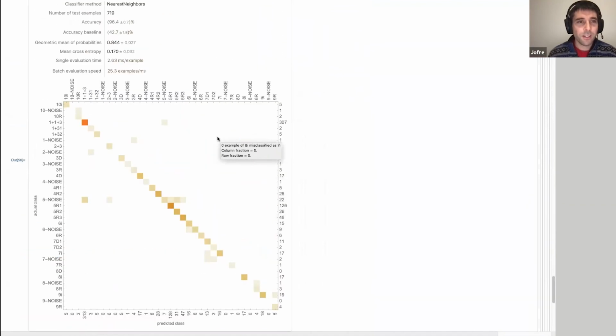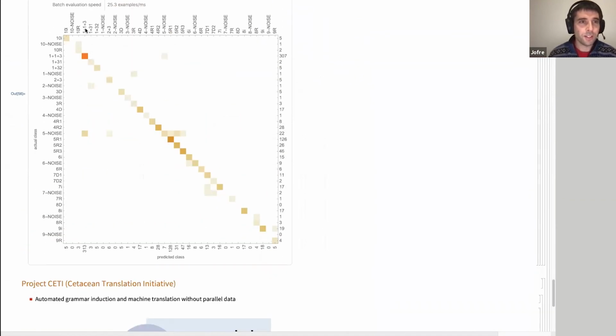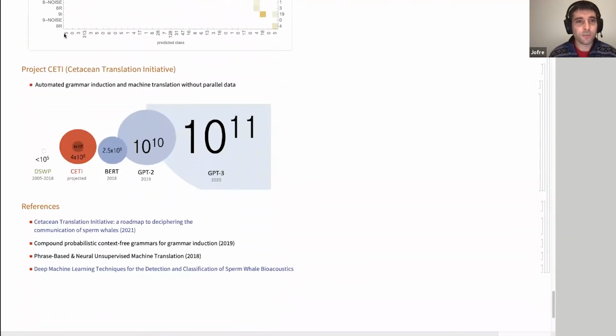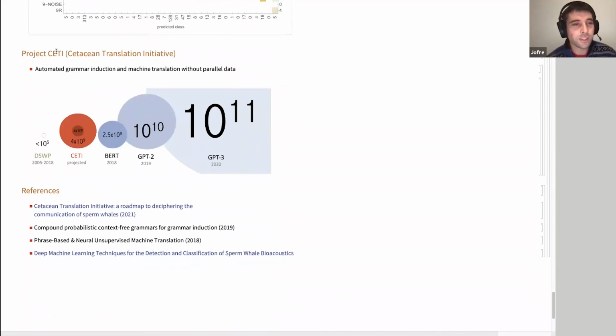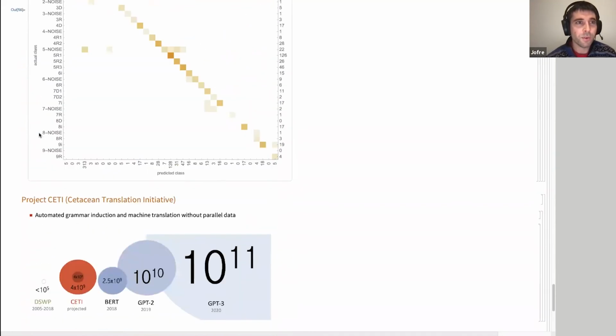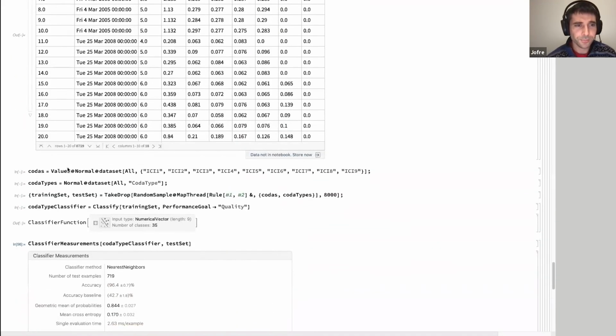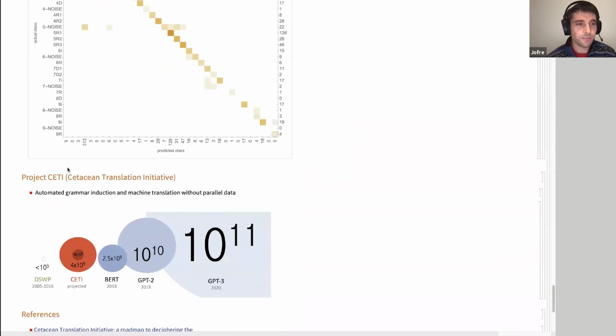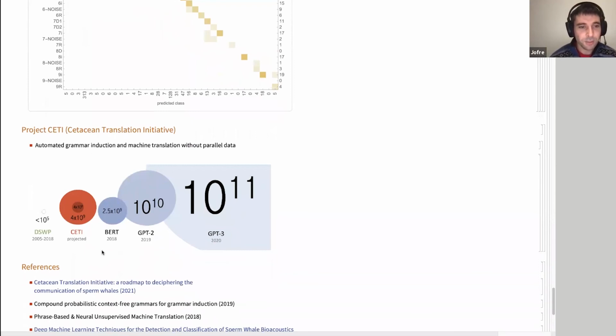results. But the idea is that now that we have a classifier for identifying the different codas, we can try to discover some extra rules in this language, which might be possible in the future if there is more data on these codas. As you can see, currently they have only a few thousand codas recorded. The idea is to obtain a number comparable to such large language models as we just checked, like BERT, GPT-2, and GPT-3.